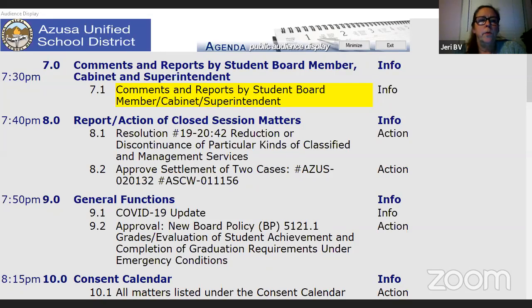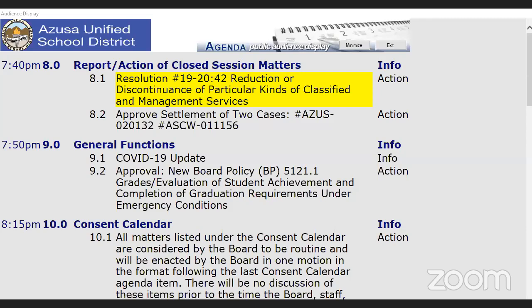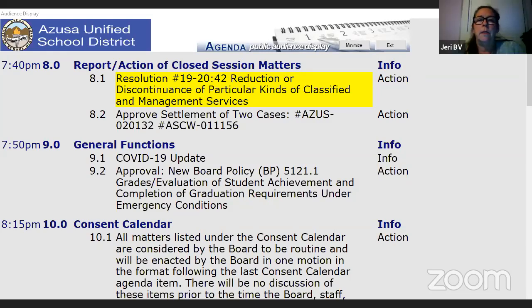We'll move on to 8.0, report action of closed session matters. And 8.1, resolution 192042, reduction or discontinuance of particular kinds of classified and management services. Do I have a motion to approve? I move to approve. All righty, moved by board member Greer. Do I have a second? I second. Okay, seconded by board member Arianis. And is there any discussion?